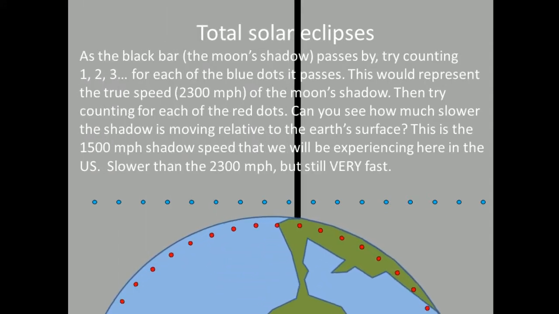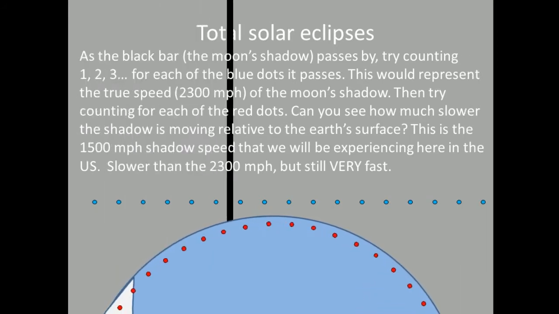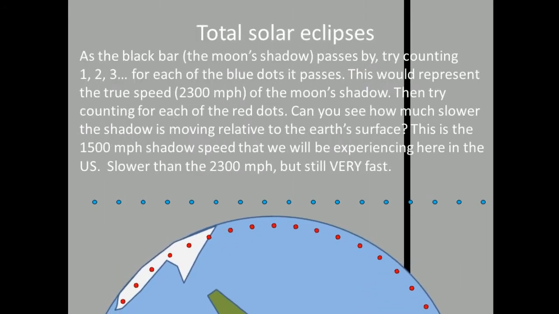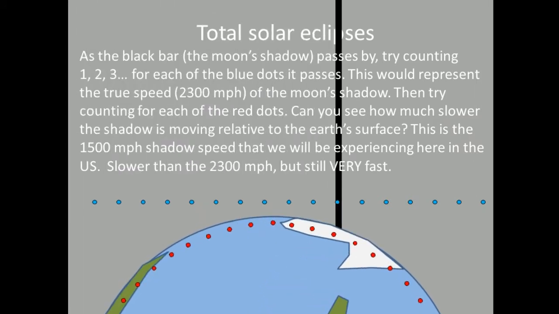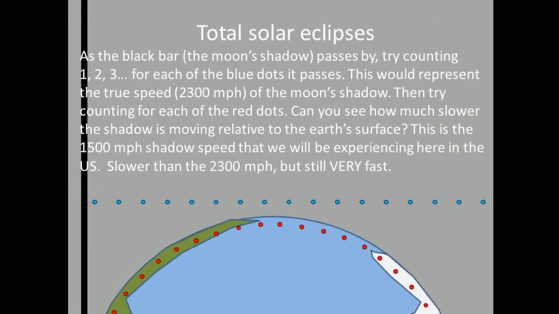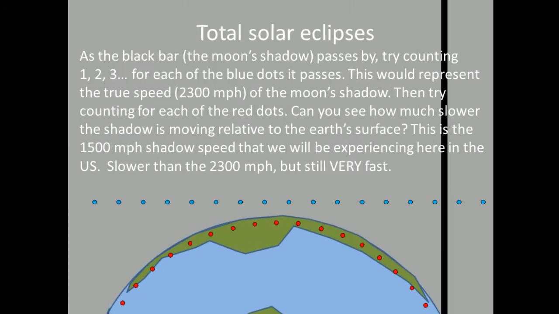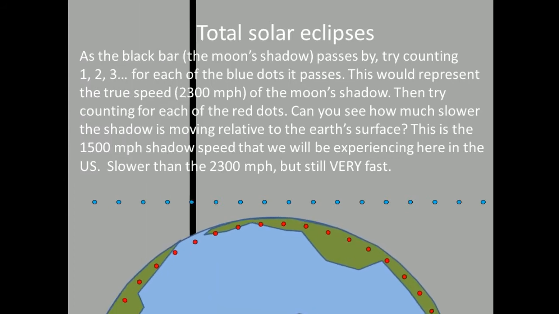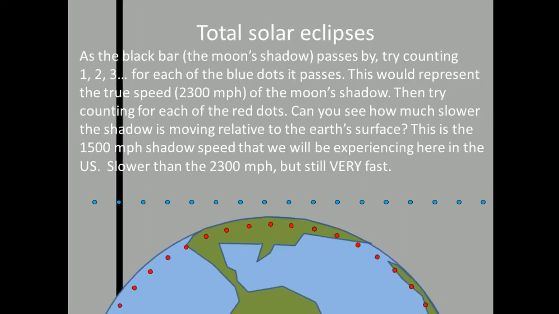As the black bar, that's the moon's shadow, passes by, try counting 1, 2, 3 for each of the blue dots it passes. So 1, 2, 3, 4, 5, 6, 7, 8, 9, 10, 11, 12, 13, 14, 15, 16. Then try counting for each of the red dots. So ready? 1, 2, 3, 4, 5, 6, 7, 8, 9.